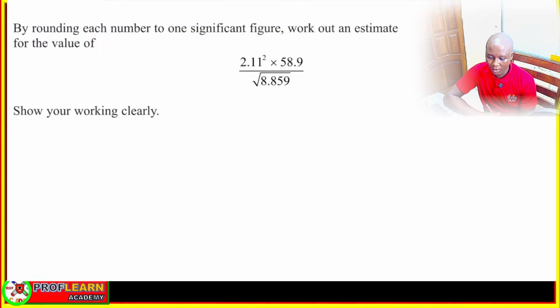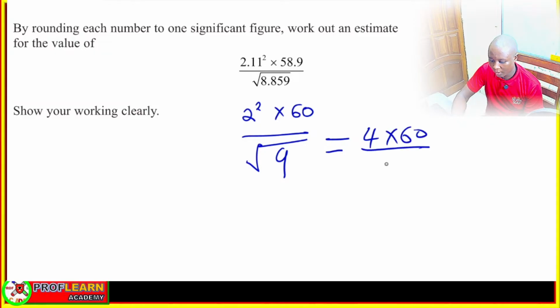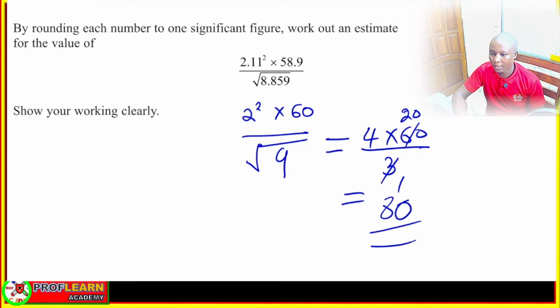Question 2, by rounding each number to one significant figure, work out an estimate. So to one significant figure, this is going to be 2 squared times 60 divided by square root of 9, and that is going to be what? This 2 squared is going to give us 4 times 60, and the square root of 9 is going to be 3. Of course, this will go 1, and then we are going to have 20, and then the final answer is going to be 80.